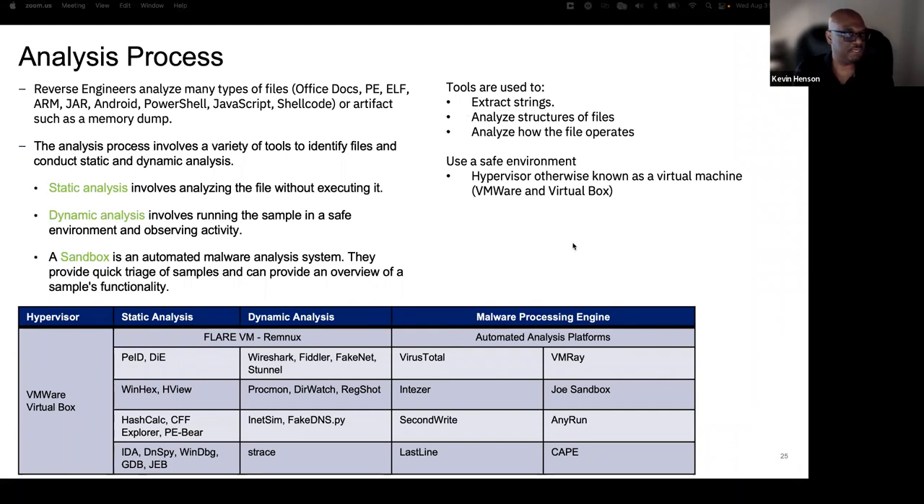So some of the tools that I use, they are used to extract strings from samples. They are used to analyze the structure of files, and they are used to analyze how the file operates. And always remember to execute your samples within a safe environment. You don't want to execute your samples on your personal systems or on a system that's not protected or isolated.